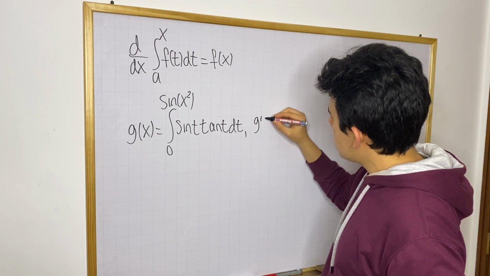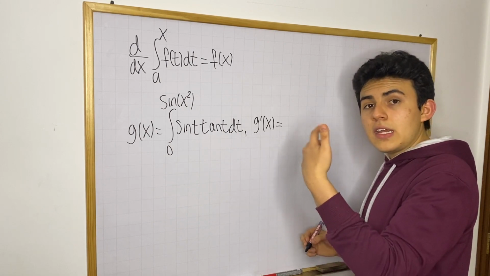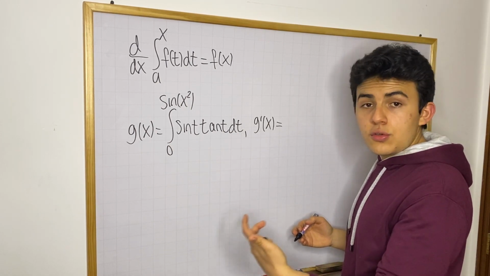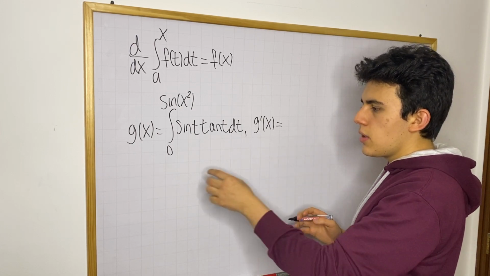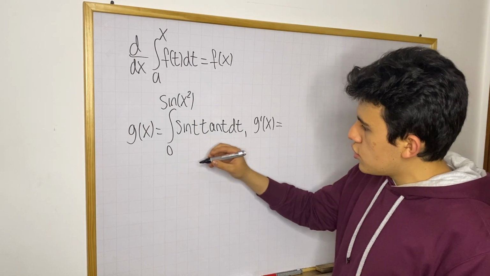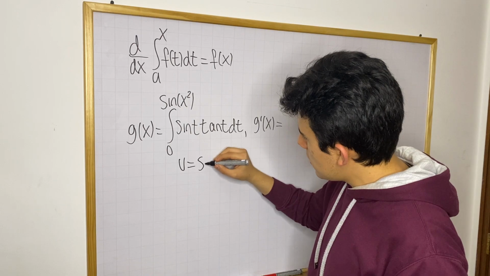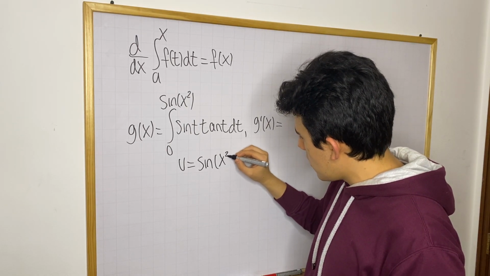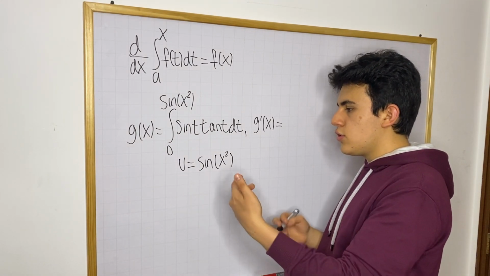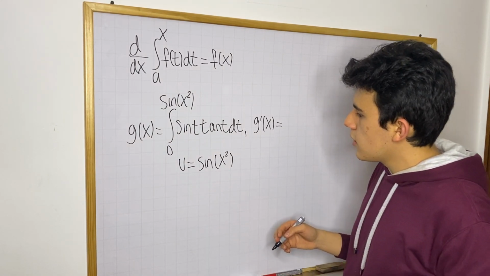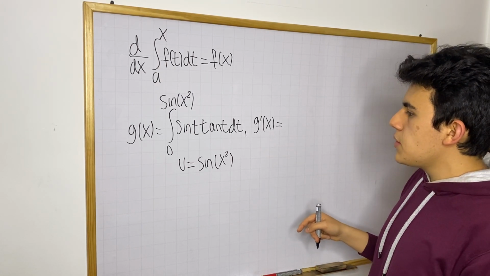So g prime of x is going to be equal to, let's see. Since we have an inner function, we know we need to use the chain rule. I'm going to be very clear in what I do, so I'm going to write explicitly the substitution that I'm using. The substitution is u equals sine of x squared. I'm just creating a dummy variable that is going to store the value of sine of x squared.